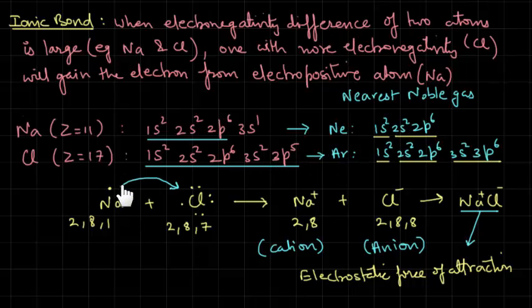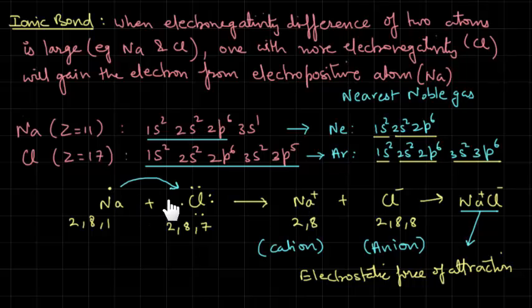So this happens: sodium will give its electron to chlorine. So from 2,8,1 and 2,8,7, both will become 2,8 and 2,8,8, which is the noble gas configuration for both the atoms. So this is the ionic bond which forms between the two ions, and they are held together now by electrostatic force of attraction, since they have charges on top of them.